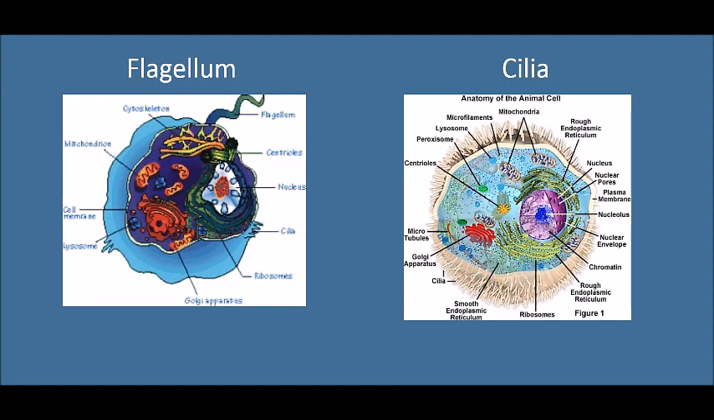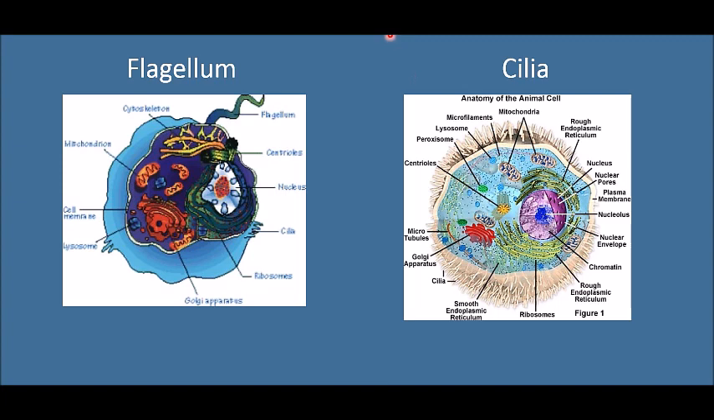Another difference between plant and animal cells is that plant cells do not have a flagellum or cilia unless on gametes. Flagella are whip-like structures that help cells move. Cilia are hair-like structures that help cells to move.